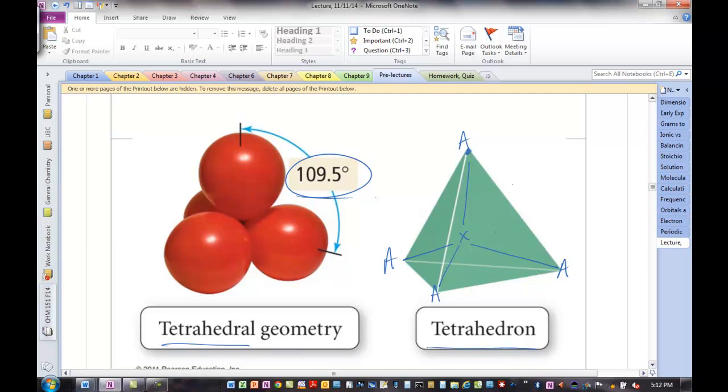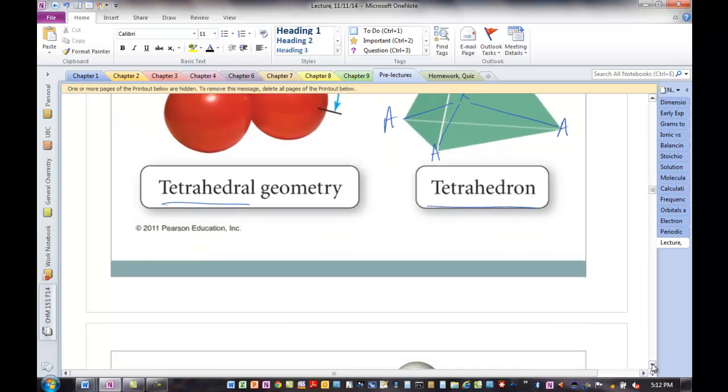Now you do need to know these bond angles. Linear is easy, 180. Trigonal planar, 120. Tetrahedral, the normal tetrahedral bond angle is 109.5. So there are some things here you do have to memorize. Not too much though. So 2 pairs linear, 3 pairs trigonal planar, 4 pairs tetrahedral.